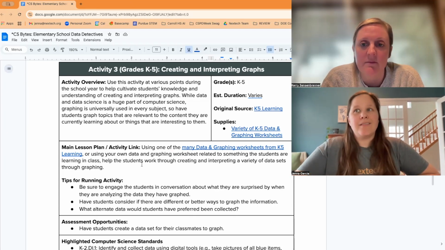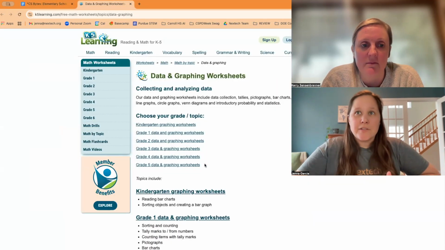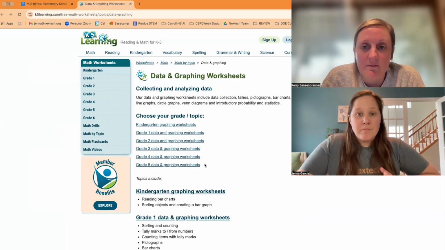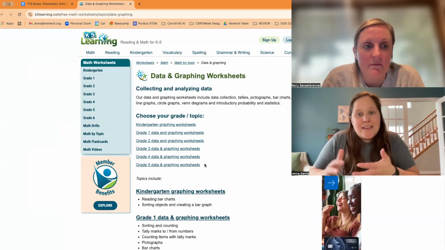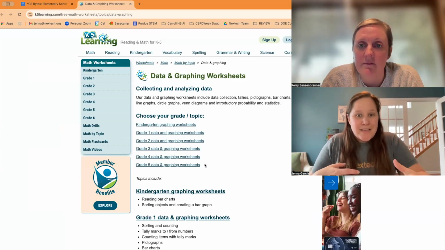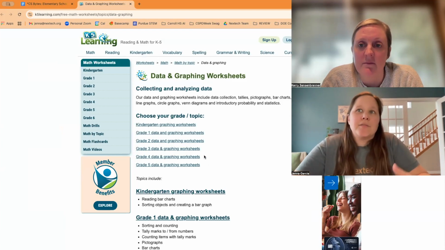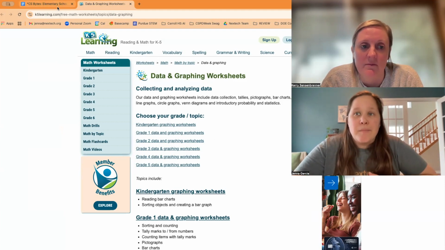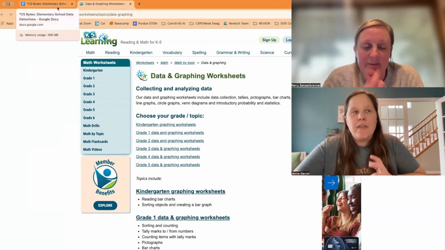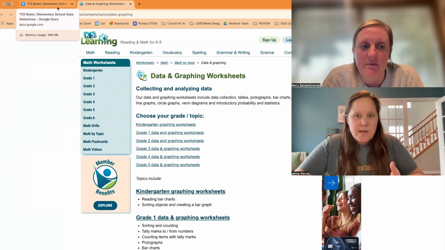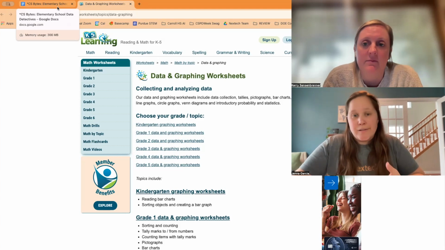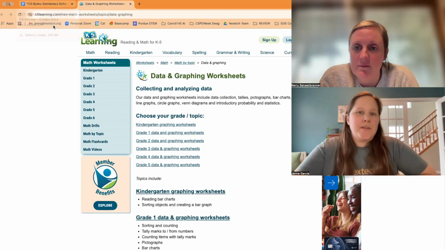And this one literally just links out to K5 Learning, which is a really great resource for non-computer science. But again, data science and math and science work so well together. This is data and graphing worksheets by grade, kindergarten through fifth grade. So this is just options for teachers. If you aren't already spending time on collecting data and graphing it, or you have things you're already doing in your classroom, these are some great supplemental options.